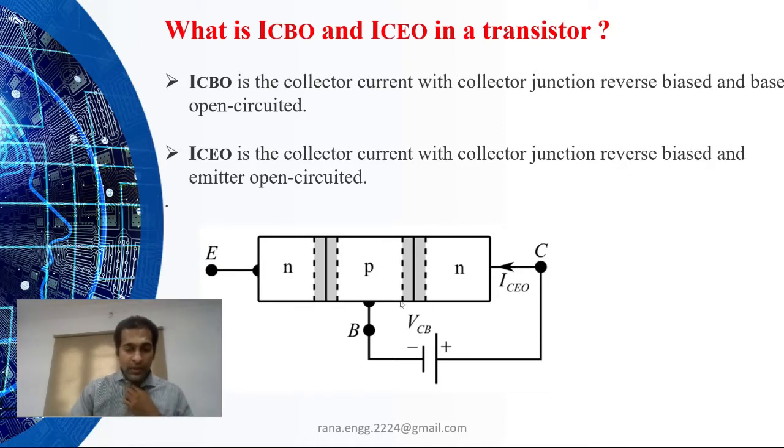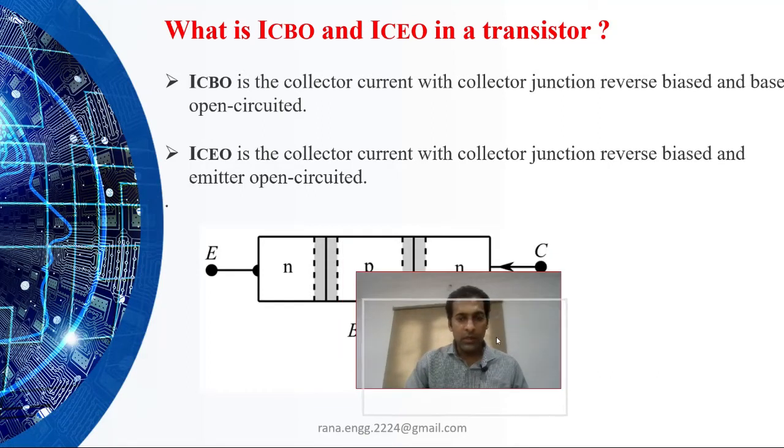So what happens in this particular condition? If we get a small amount of current due to minority carriers, that will be termed as ICEO. That is IC, the collector current when base is open, right? What is ICBO? It is collector current when base is open. Like this you have to remember it. Another term is ICEO. If we don't consider this part, this one is not connected.